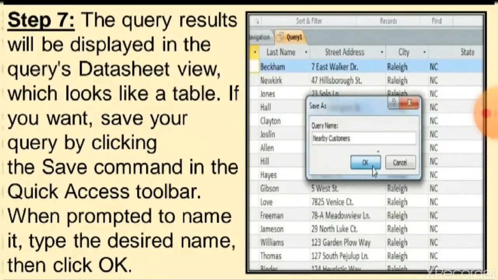Step 7. Finally, the query results will be displayed in the Query Datasheet view, which looks like a table. If you want to save your query, click the Save command in the Quick Access toolbar. Now you have to type the desired name which you want, then click on the OK button. You can see in this diagram.